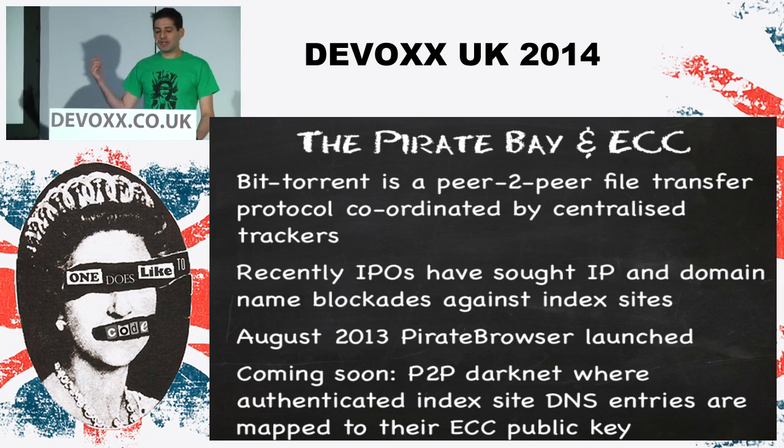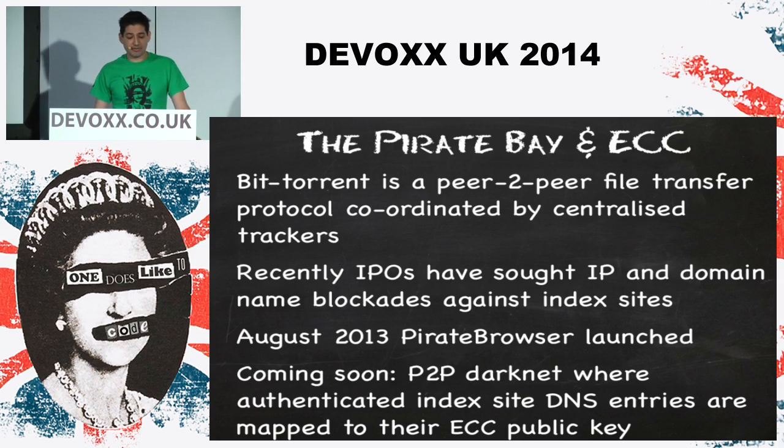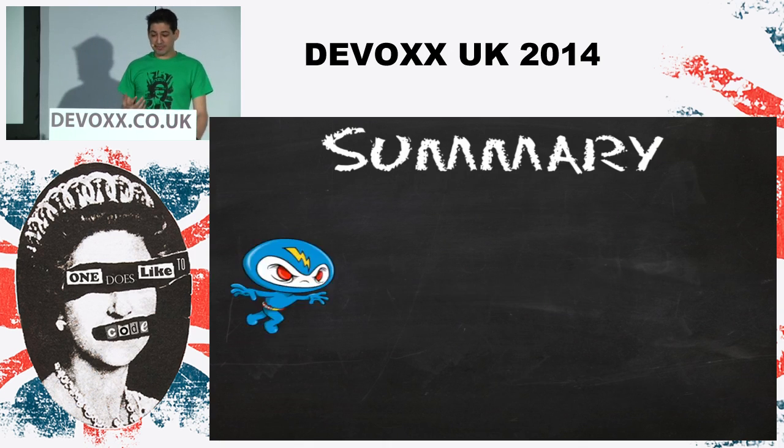The Pirate Bay, using ECC now, they're using it soon for a darknet where your public key will be mapped to a DNS map. So no IPs will exist, so no one can block the Pirate Bay based on IP. This is another example of, push us harder to hide, and we'll hide where you can't find us. So they're using it for that.